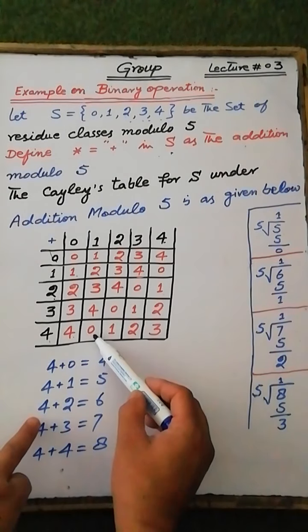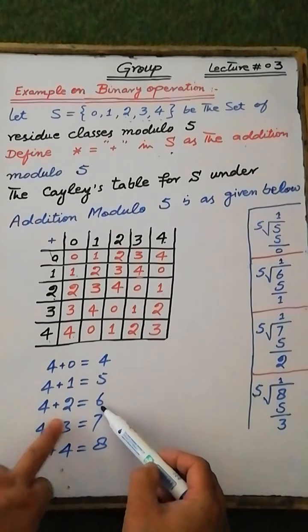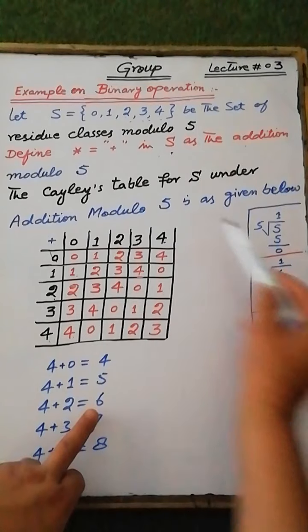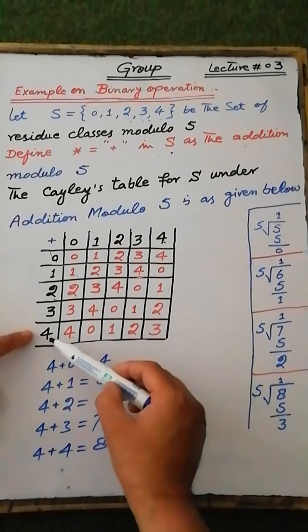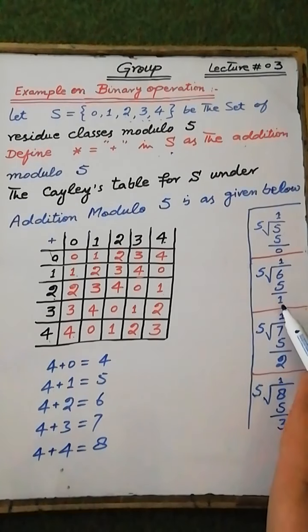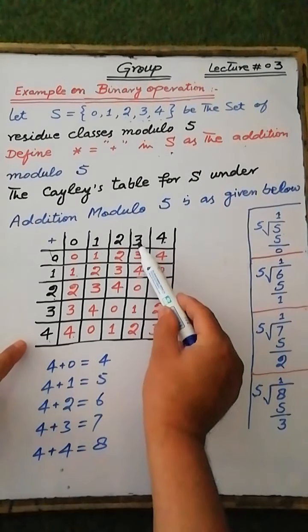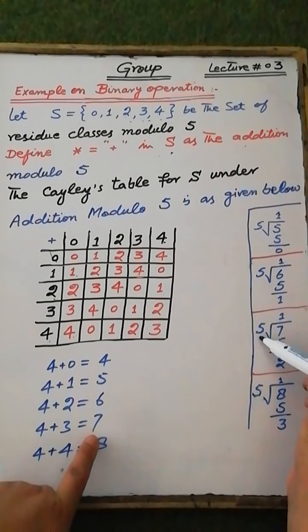We write here the remainder, and 4 plus 2 is equal to 6. This result is greater than 5. Therefore we divide this result by 5, the remainder is equal to 1. Therefore when we add 4 with 2, we write here the remainder, which is equal to 1, and 4 plus 3 is equal to 7, which is greater than 5. Therefore we divide 7 by this element 5, the remainder is 2.